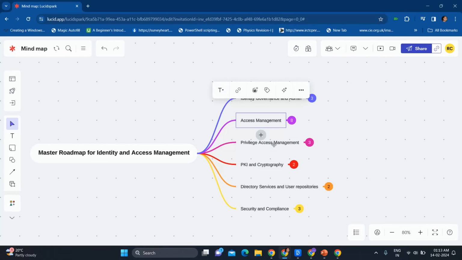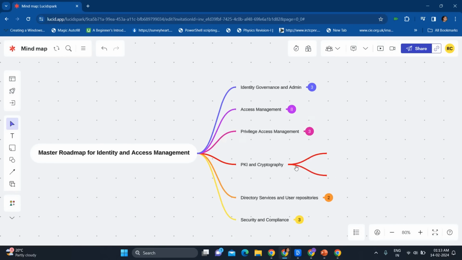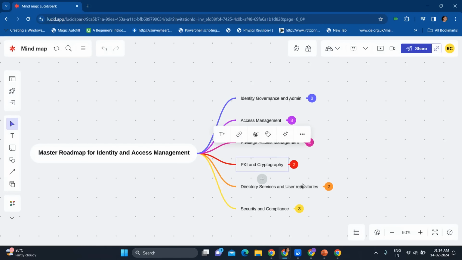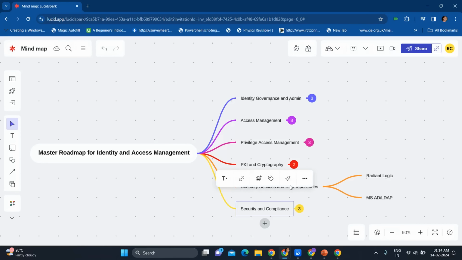Then let's move on to privilege access management. Under privilege access management, you'll be working with tools like CyberArk, Delinea, BeyondTrust, and so on and so forth. But I'm just covering some of the market leaders. Under PKI and cryptography, you have DigiCert, GlobalSign, Symantec, CA, and a lot of other certificate providers. Under directories, you will have Radiant Logic, Microsoft AD, Windows AD, LDAP that you have been working with.